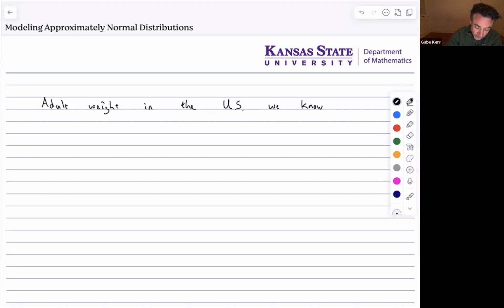So we know that the average is, let's say, 200 pounds. It's close to this, but it's not exactly that. And the first quartile, Q1, is 150 pounds.